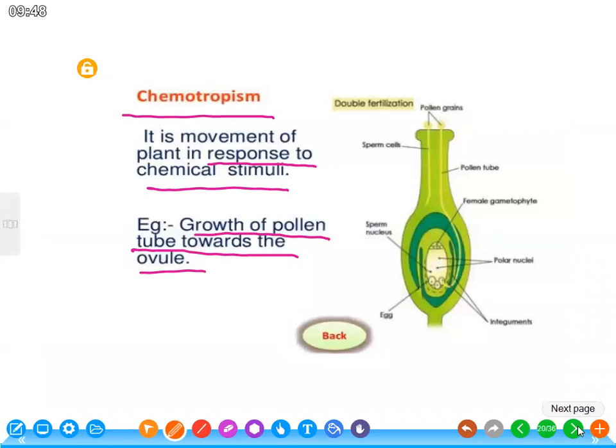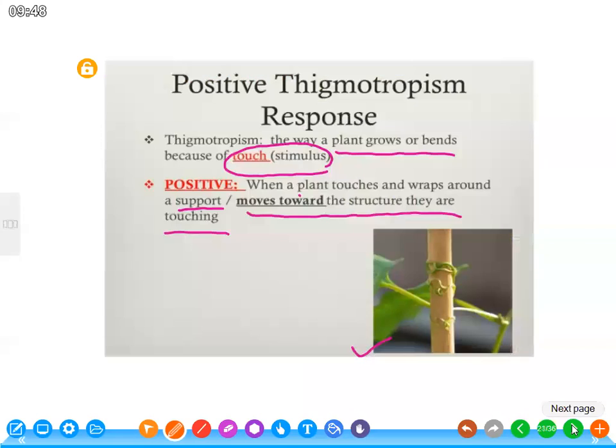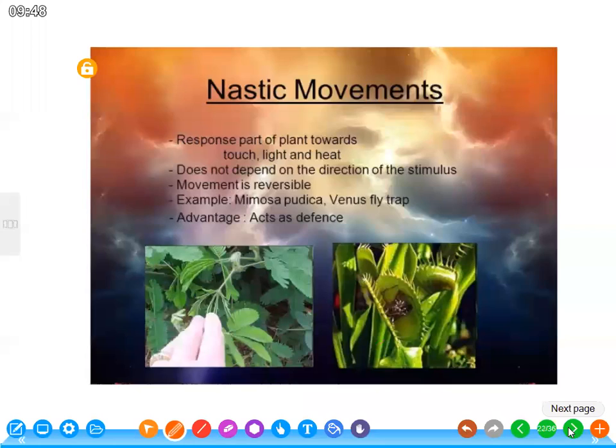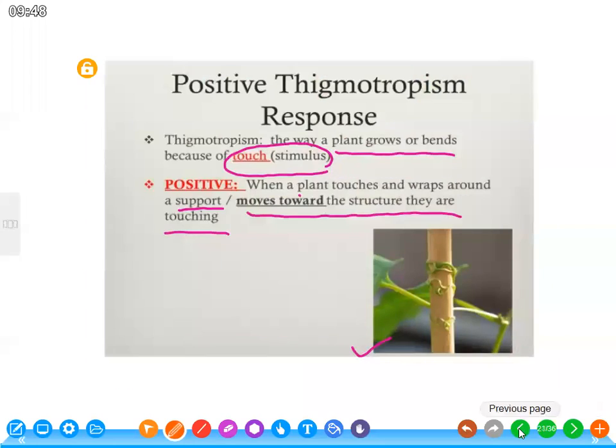Then chemotropism is a movement of a plant in response to chemical stimuli. An example is the growth of the pollen tube towards the ovule. Then positive thigmotropism: the way a plant grows or bends because of touch as the stimulus. In positive thigmotropism, a plant touches and wraps around a support or moves towards the structure it is touching. Okay, students.